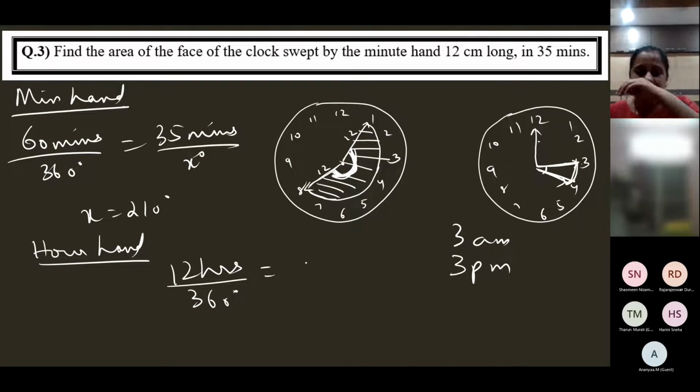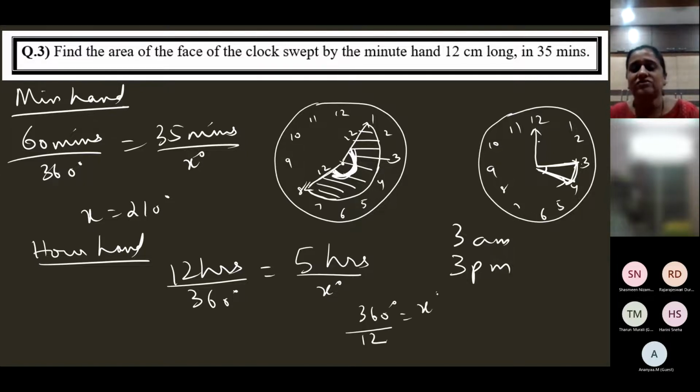So supposing the hours given in the question is some 5 hours. In 5 hours, X degrees. 12 hours, 360 degrees. 5 hours, how many degrees? That will be the sector angle made by the hour hand. Or you can use it like this also. 360 degrees, 12 hours. X degrees, how many hours? Oh, sorry, 5 hours. Let me do it again. I said 360 degrees, 12 hours. X degrees, 5 hours. Am I clear, children? How to find the sector angle? Yes.